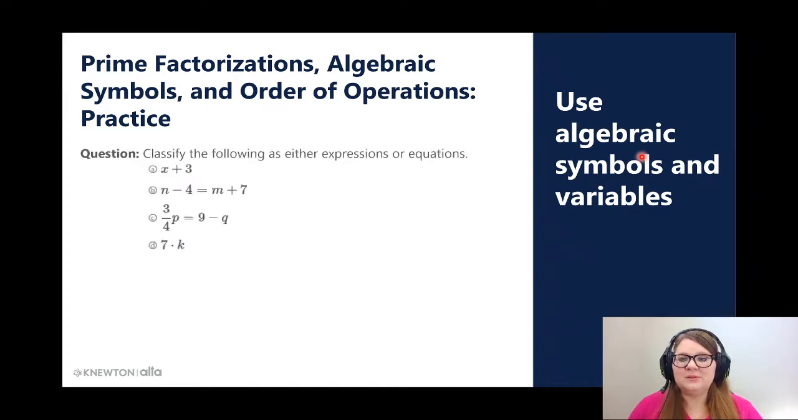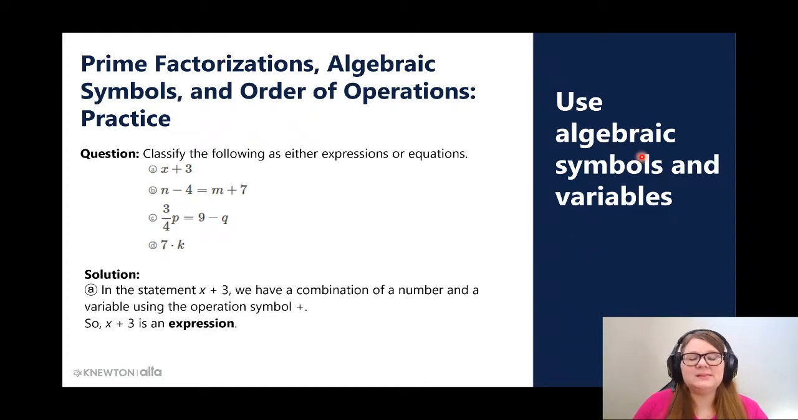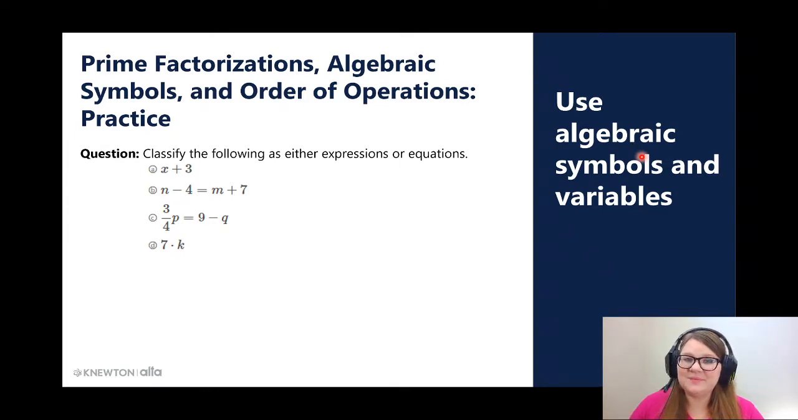Well, what about these? Which ones are expressions? Which ones are equations? Well, if we look at A, x plus 3 does not have an equal sign, but it is a combination of variables and constants with an operation between. So x plus 3 is a variable plus a constant. So that makes it an expression.